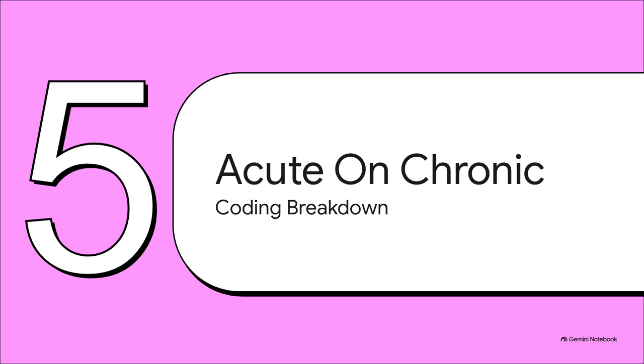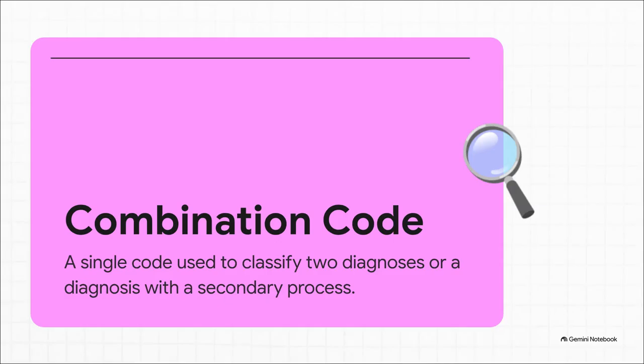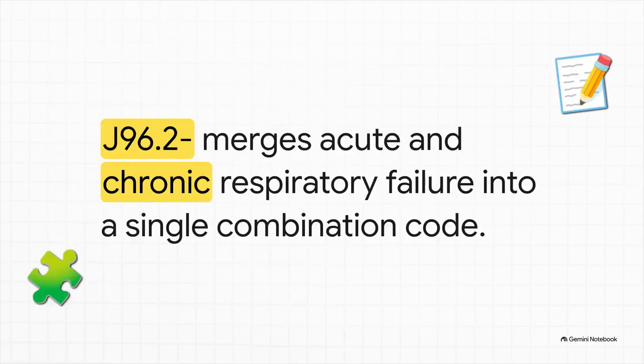Okay, final piece of the puzzle, Section 5. Acute on chronic failure. What happens when a patient has an acute breakdown of an underlying chronic respiratory state, like a sudden COPD exacerbation? To handle this efficiently, ICD-10-CM uses a combination code. It's exactly what it sounds like: a single code used to classify two diagnoses, or a diagnosis with an associated secondary process. It completely saves us from assigning two separate codes when one highly specific code tells the entire clinical story. And that brings us to subcategory J96.2 for acute and chronic respiratory failure.